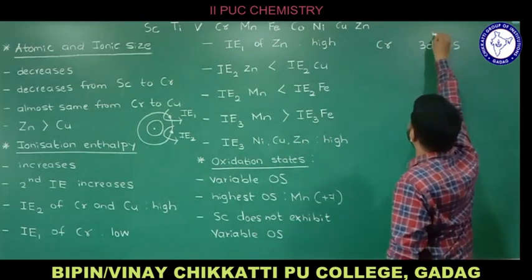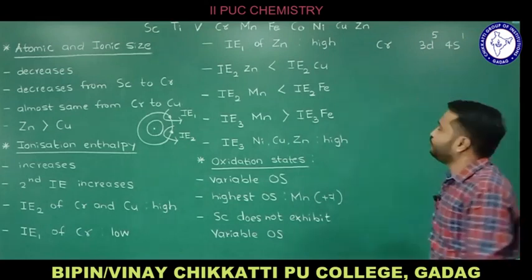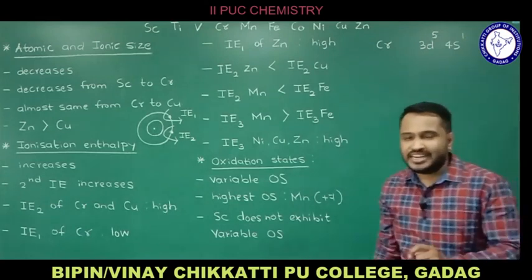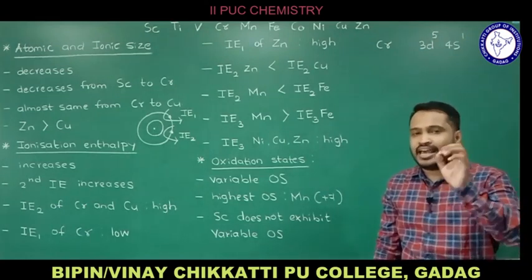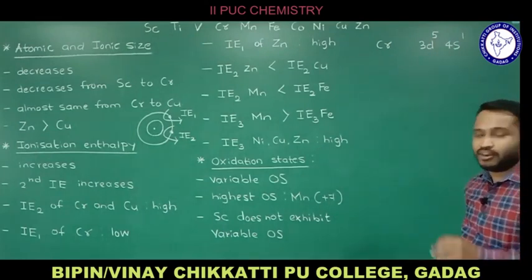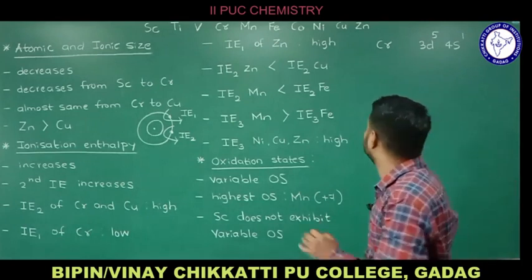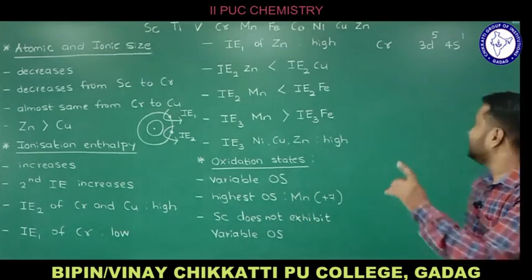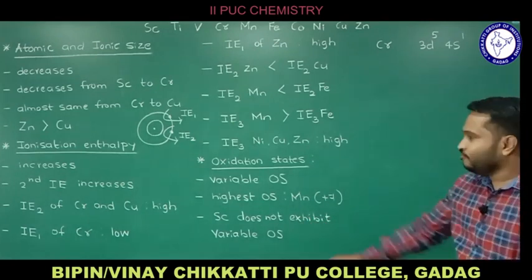3d5 and 4s1. Chromium is quite stable because of the extra stability rule. Half filled atomic orbital is completely stable. Therefore the right electronic configuration of chromium is argon, 3d5 and 4s1. We'll see one more.